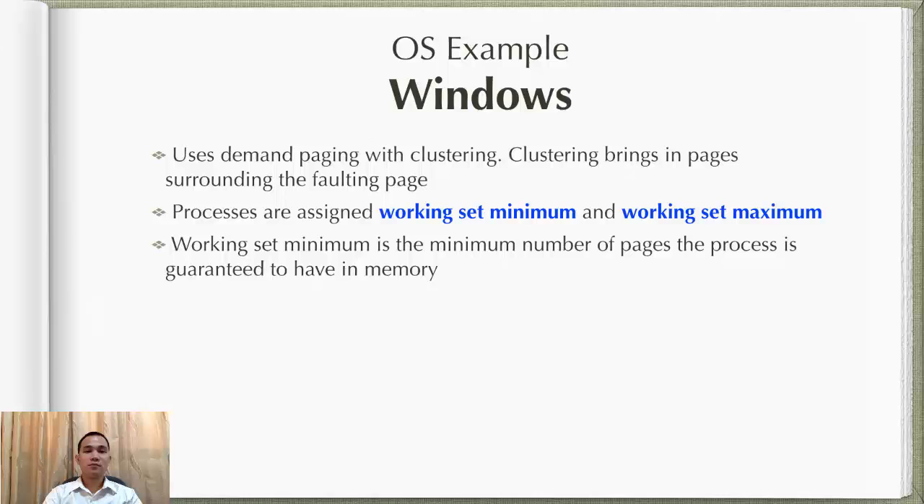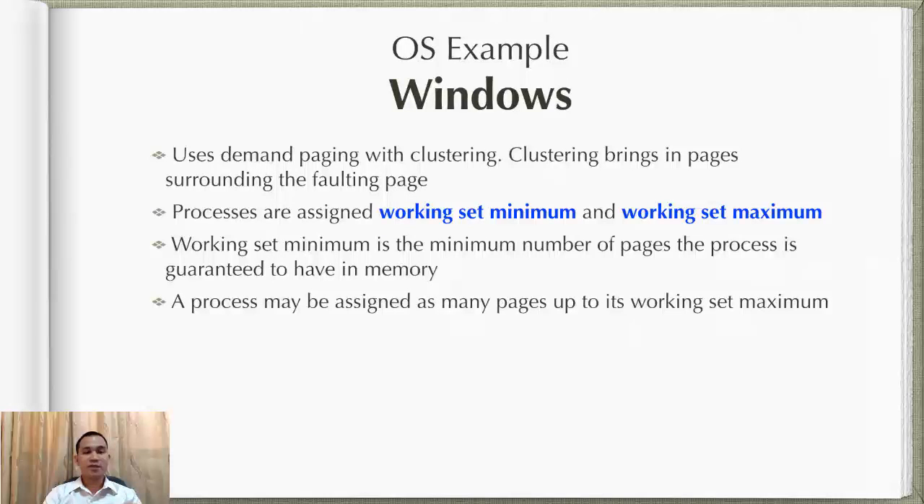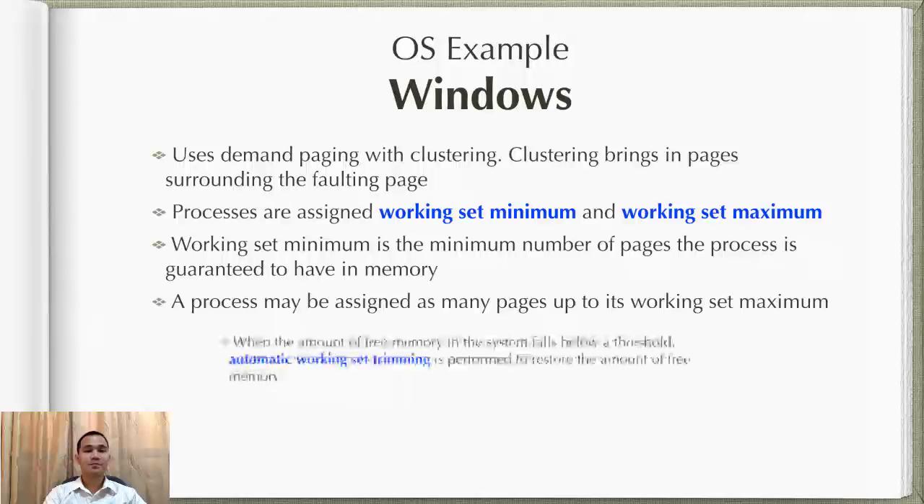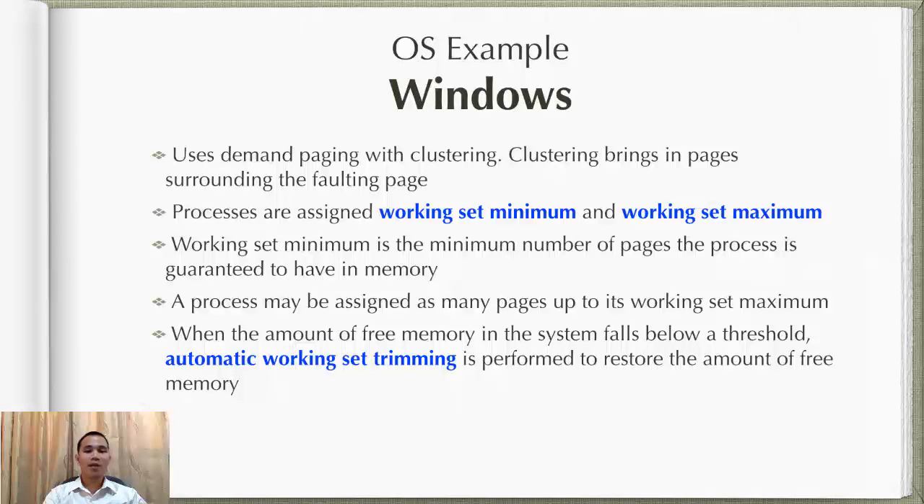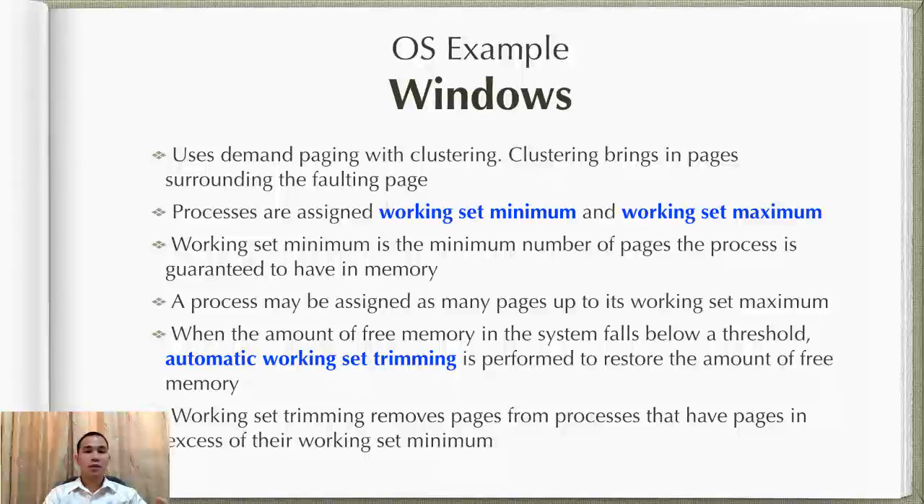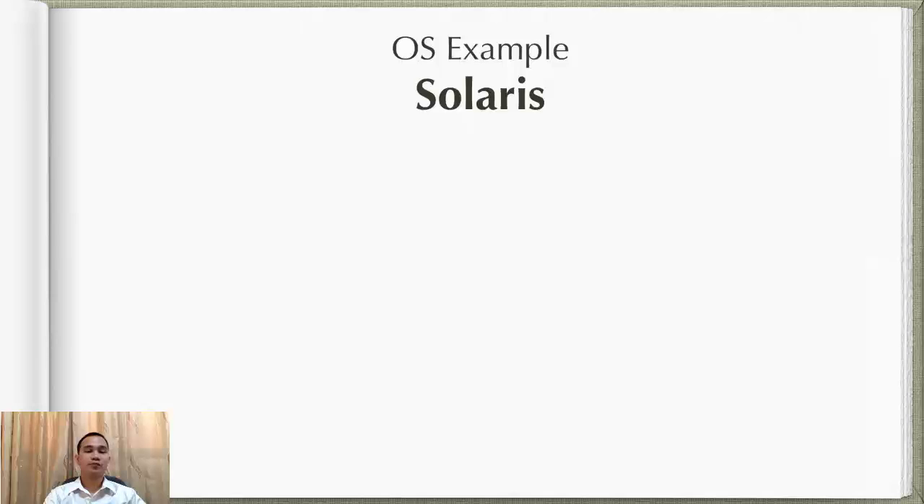Working set minimum is the minimum number of pages the process is guaranteed to have in memory. And a process may be assigned as many, up to the working set maximum. When the amount of free memory in the system falls below a threshold, automatic working set trimming is performed. Working set trimming simply removes pages from processes that have pages in excess of their working set minimum.